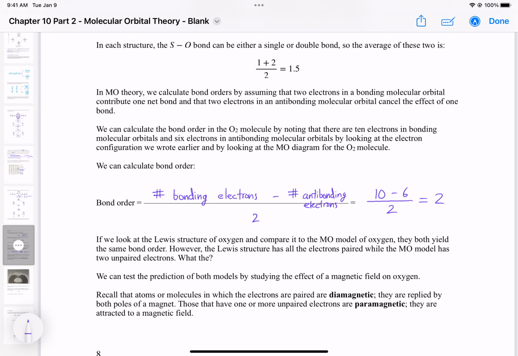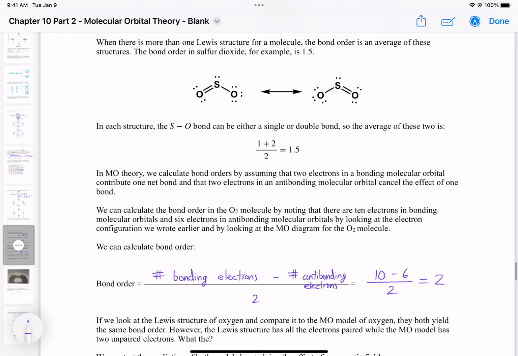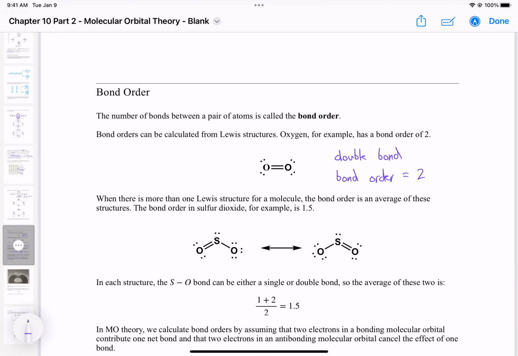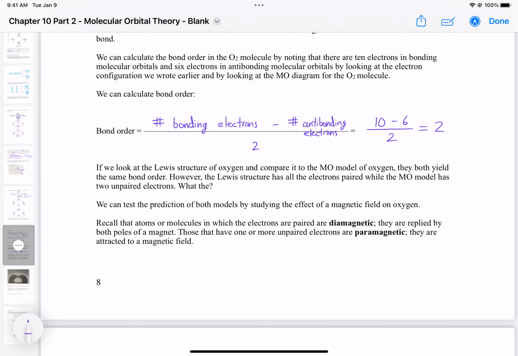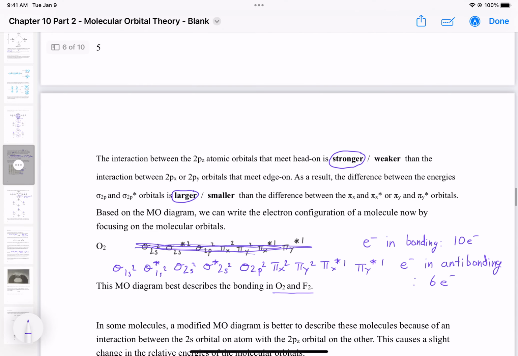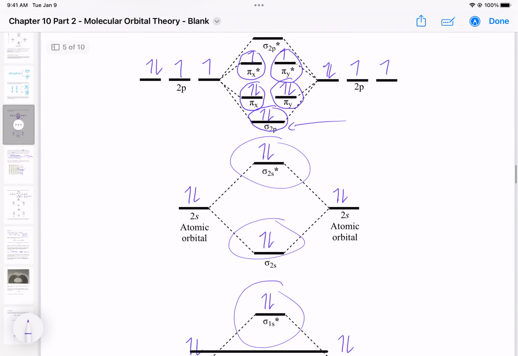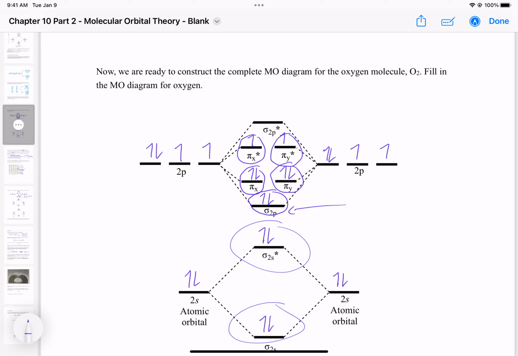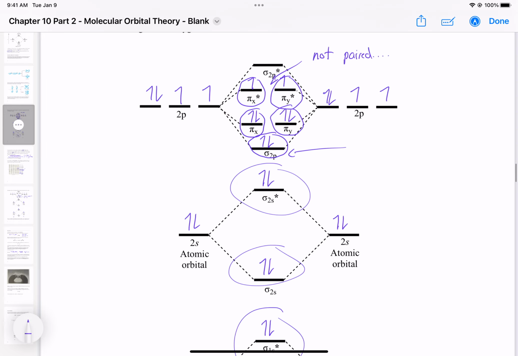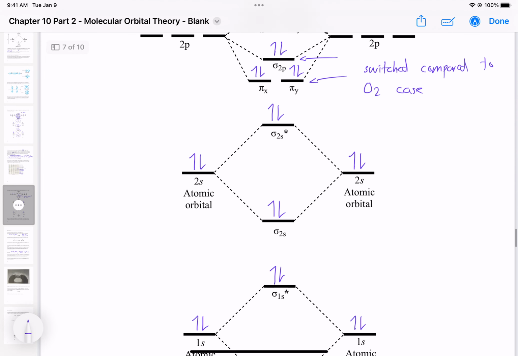However, if we compare the structures, the Lewis structure has all the bonds paired, right? And see, all the bonds are paired, so all electrons here are paired. But if we look at the molecular orbital model that we drew previously, we see here those are all paired. But oh, look at these two electrons. These two electrons are not paired. So why is that? So some are paired, but these are not paired in the molecular orbital.